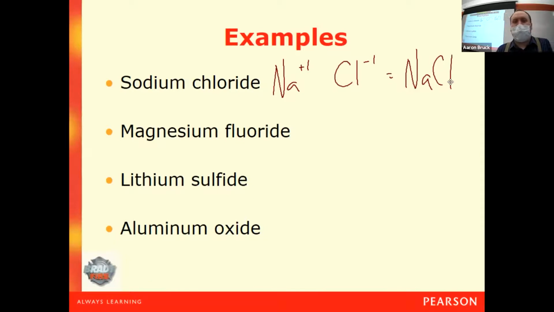The ions essentially cancel each other out. The positive and the negative annihilate each other. Basically, they are attracted to each other, but there is no net charge here.